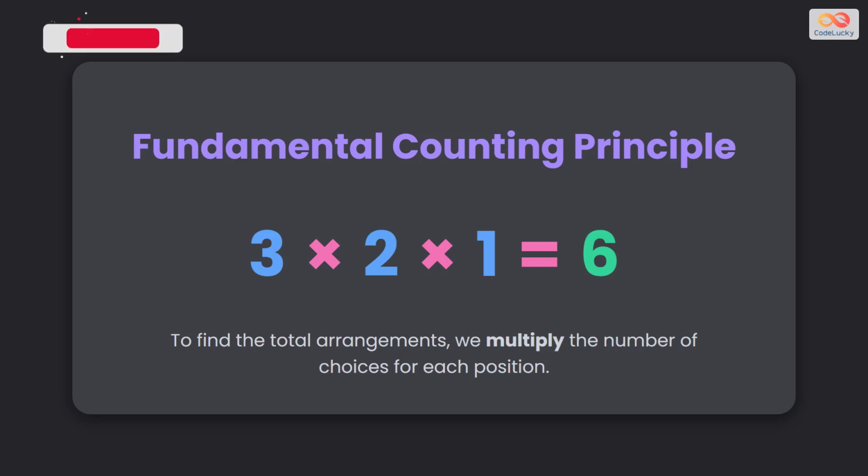This leads us to the fundamental counting principle. To find the total number of arrangements, we simply multiply the number of choices for each step. 3 times 2 times 1 equals 6. This confirms our visual count.